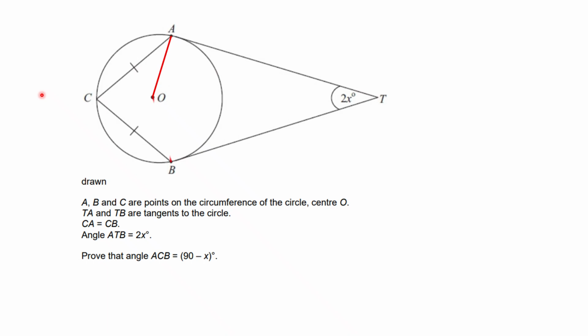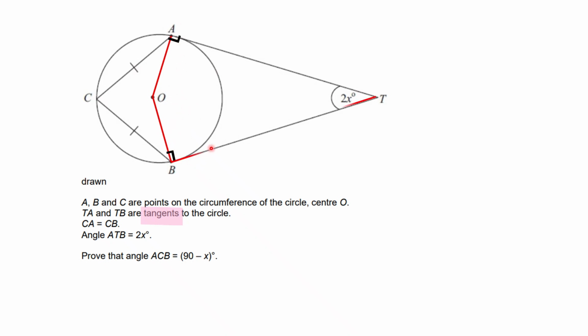What I will do first, I'll just make these two radii. So this is a radius and this is a radius. Now, if we look at the four-sided shape here, because they told us these are tangents, that means they make 90 degrees.